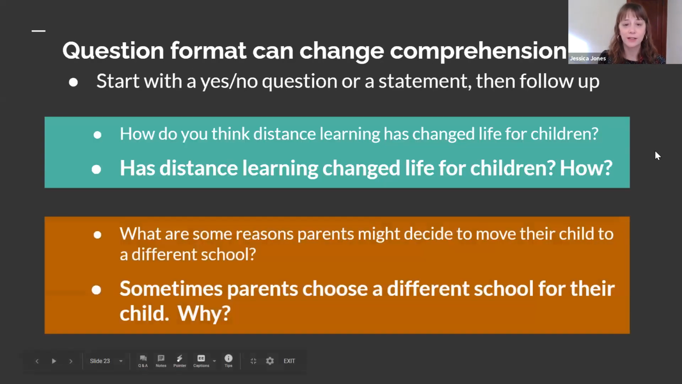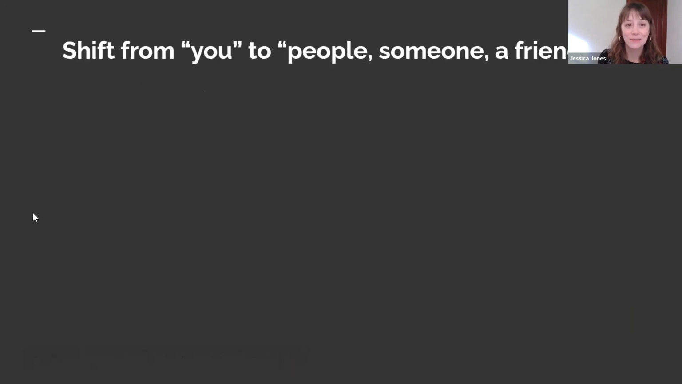So instead of asking, what are some reasons parents might decide to move their child to a different school, right? That is a long, kind of wordy question. Might be fine for an advanced group, but we could simplify it by saying, sometimes parents choose a different school for their child. Why? Okay, so some grammar considerations.